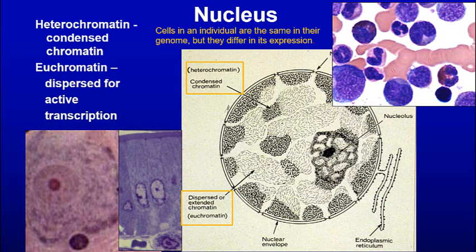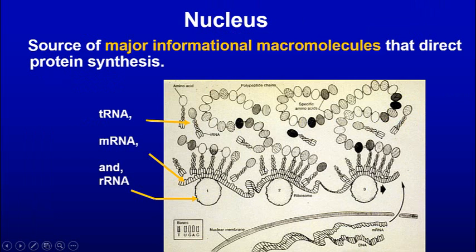And so cells of an individual have the same genome, no matter if it's a monocyte, no matter if it's a neutrophil, red blood cells before they lose their nucleus, all of them have the same genome. What's different is the expression of the genes, and it expresses it by its dispersion of the chromatin so it can be coded. Now, there are sources of major informational molecules that are in the body associated with the nucleus.